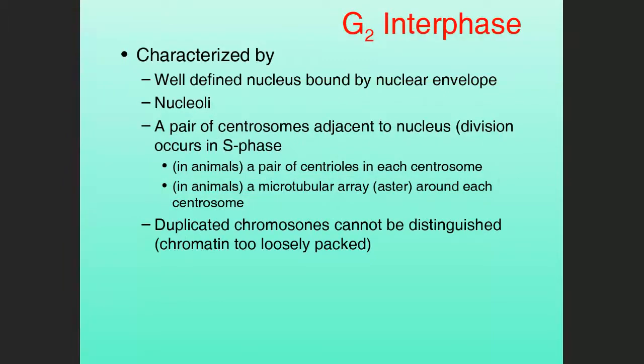Now, G2 phase is characterized by a well-defined nucleus bounded by the nuclear envelope and nucleoli, and a pair of centrosomes adjacent to the nucleus, whose division occurs in the S phase. In animals, there is a pair of centrioles in each centrosome, and a microtubular array called aster is found around each centrosome. Duplicate chromosomes cannot be distinguished, as the chromatin is too loosely packed.